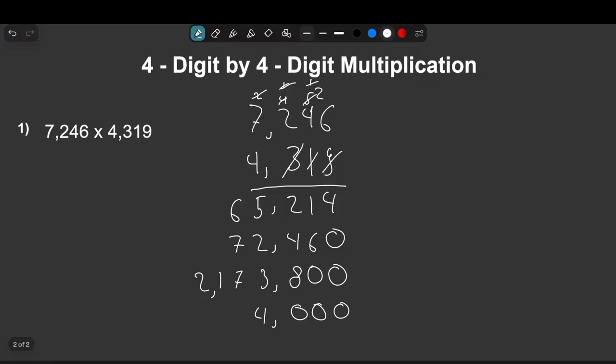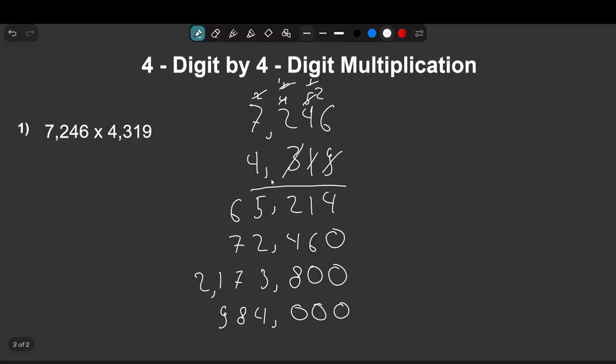So the next step we take is we do 4 times 4. Well, 4 times 4 equals 16 plus 2 equals 18. So we're going to write down the 8 right here and carry over the 1. Now we're going to do 4 times 2. 4 times 2 equals 8 plus 1 equals 9. Like this. We don't have to carry anything over because it was just a 9.